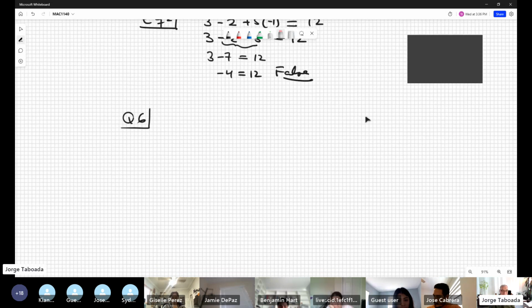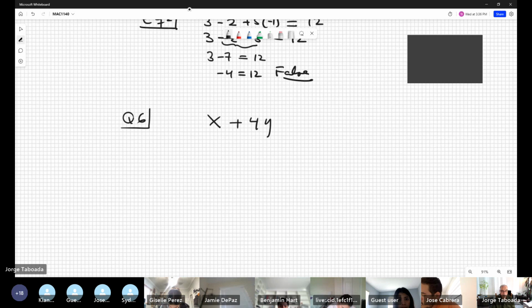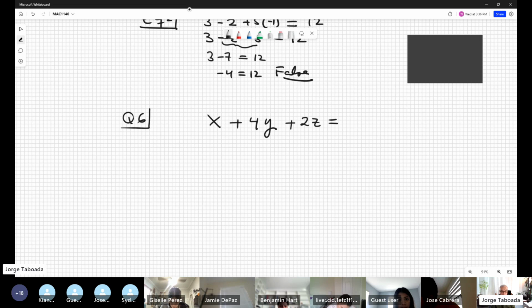Okay, number 6 is nice. 5x plus 4y plus 2z equals 3. This is my first equation. My second equation is 5y plus 3z equals 4. And my last equation, wow, it's too easy, is z equals minus 2, equation 3. And this is the system.